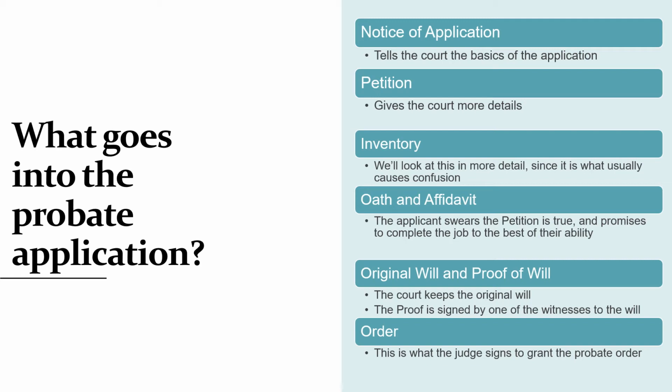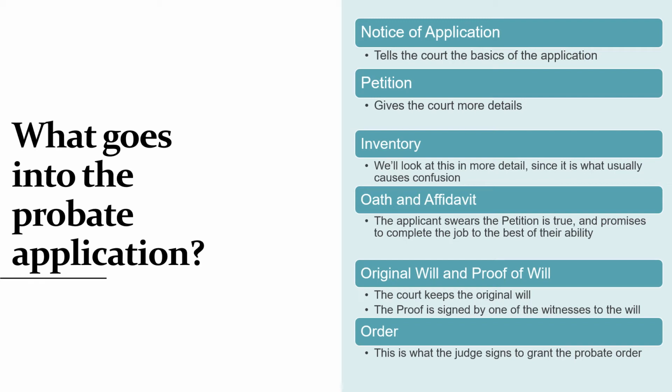The first document that gets filed is the notice of application. This tells the court the basics of the application, such as who has passed away, who's applying, and what kind of order is being sought. The petition gives the court the details of the application and lists the beneficiaries. We'll look at the inventory more closely, since this is the part of the application that usually trips up executors.